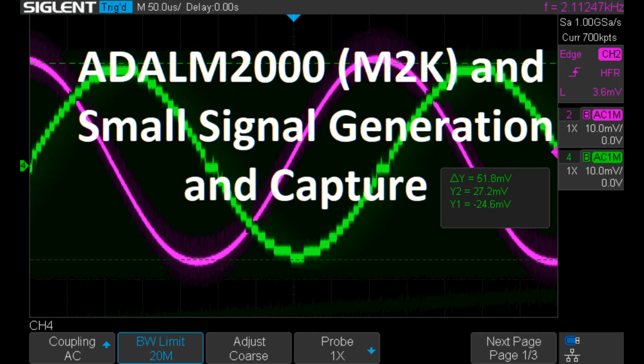In this video, we'll take a look at the ADALM2000, also known as M2K, and its ability to generate and view small signals. And by small signals, I generally mean signals of 100 millivolts peak to peak or less. We'll do most of the tests with a 50 millivolt peak to peak sine wave.